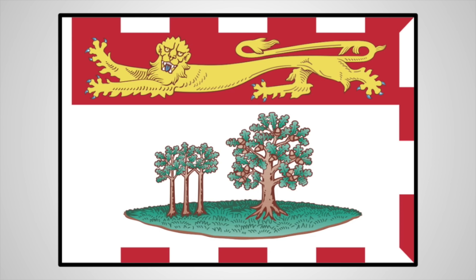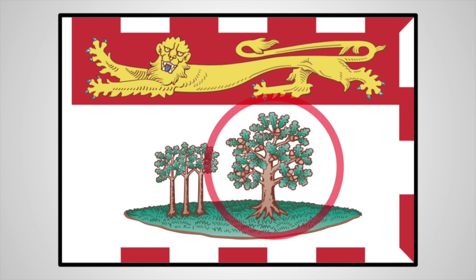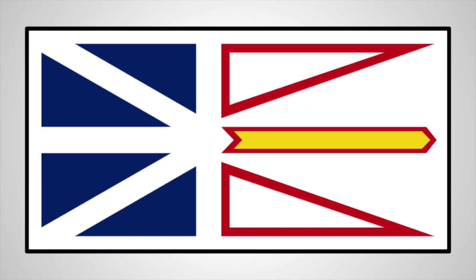The final maritime province is Prince Edward Island, which is the only island province in the nation. Again, a lion sits atop the flag and in the same heraldic pose as New Brunswick. The 3 small trees represent the 3 counties of the island, Kings, Prince, and Queens, and the large tree represents Great Britain.